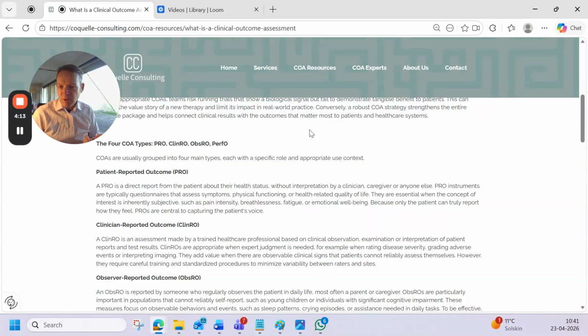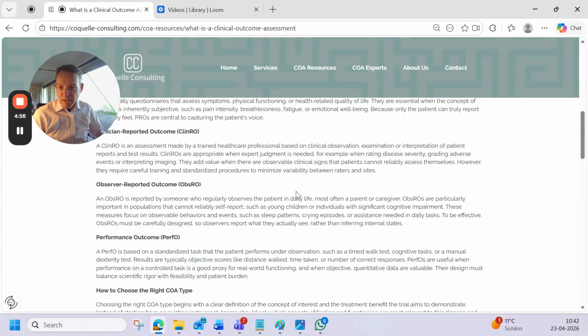The clinician-reported outcome, the ClinRO, is an assessment made by a trained healthcare professional based on a clinical observation, examination, or interpretation of patient reports and test results. ClinROs are appropriate when expert judgment is needed, for example, rating disease severity, grading adverse events, or interpreting imaging. They add value when there are observable clinical signs that the patient cannot reliably assess themselves. However, they do require careful training and standardized processes to minimize variability between raters and sites.